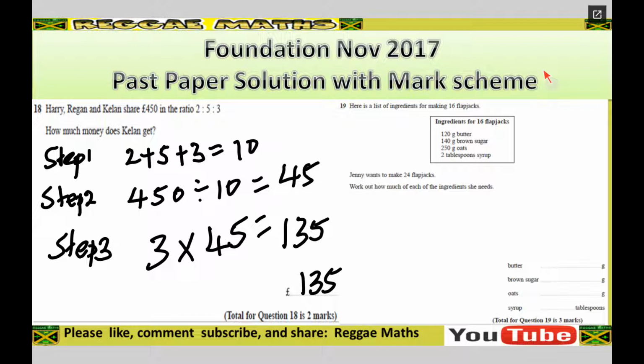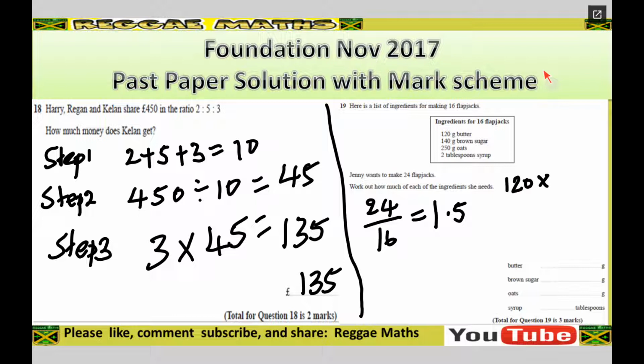So to work this out, you need to do 24 over 16. 16 into 24 goes 1, remainder 8. 8 over 16 is 0.5. So basically to make 24, it's going to be 120 times 1.5, which equals 180.